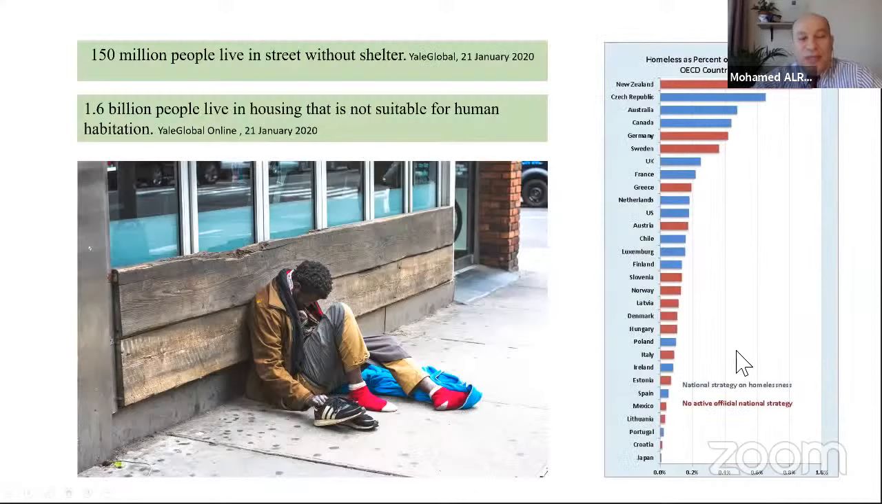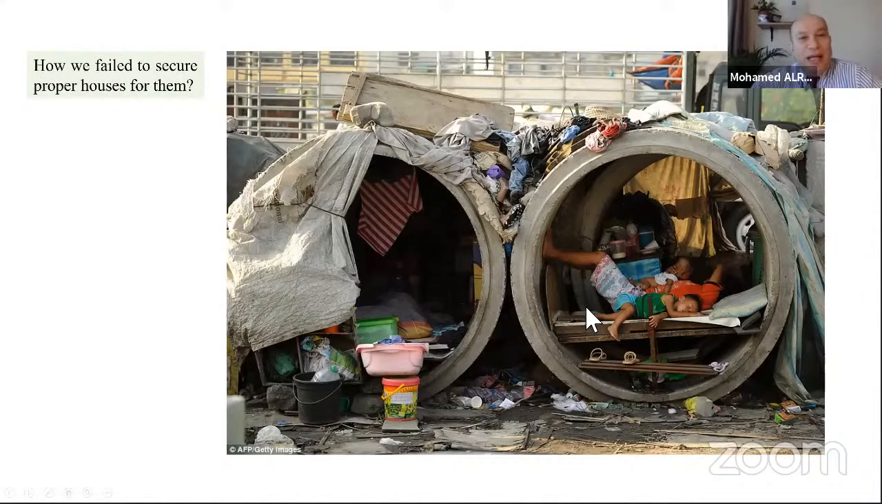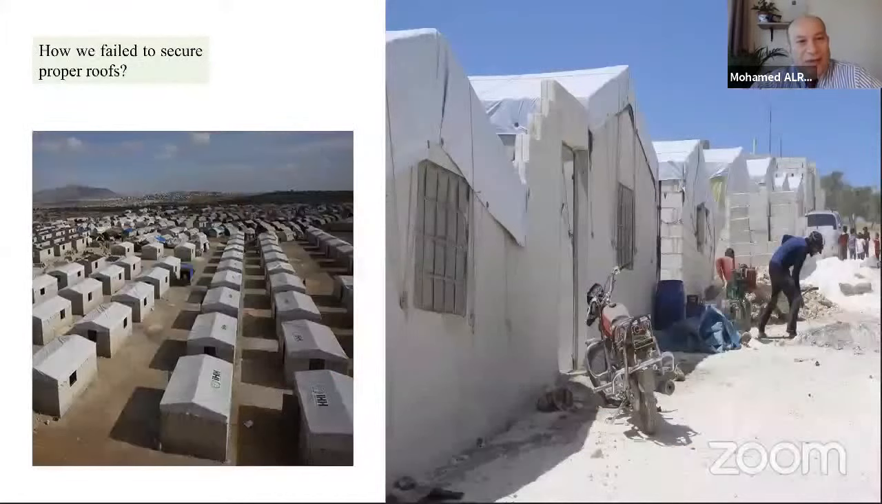Because a very recent statistic says that we have about 150 million people living in the street without a shelter, and 1.6 billion people living in housing that is not suitable for human habitation at all. And this is totally against what they believed all over their lives. I wonder how we failed to secure proper houses for those people, and also how we failed to secure proper roofs for them.